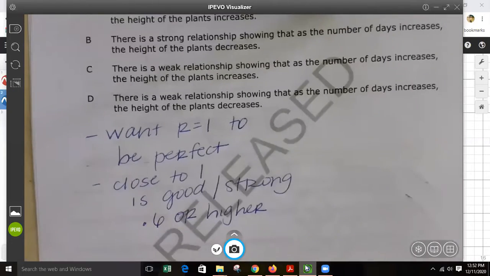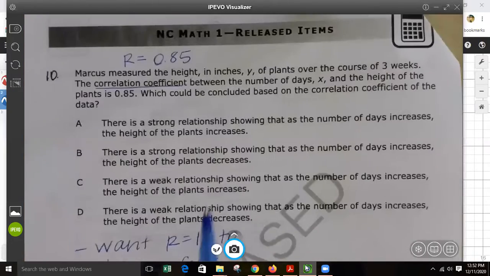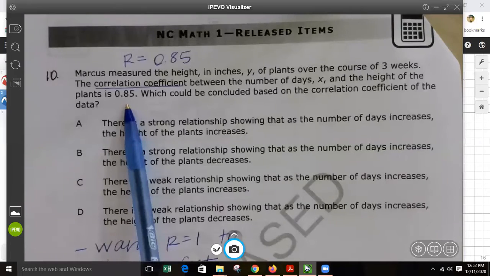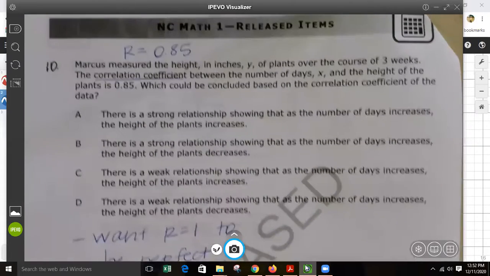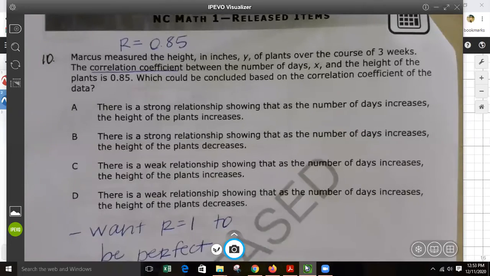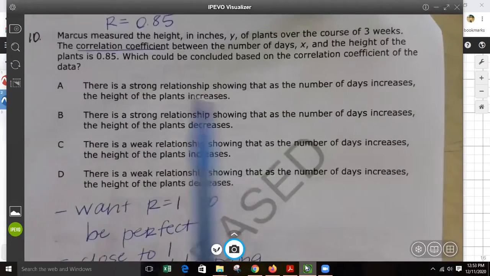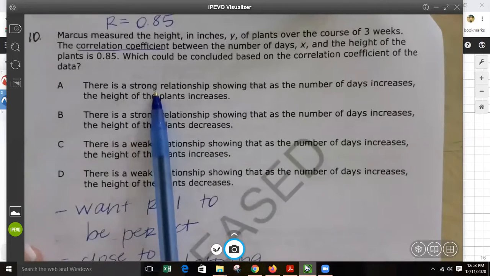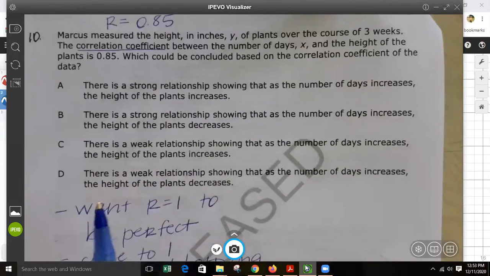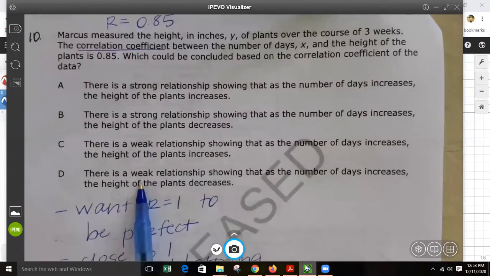Think about your grades. If you got an 85 on a test, is that a good thing or a bad thing? It's pretty good, right? 85 is pretty good on a test or on a final exam. 85 is really good, right? All right, so which can be concluded based on the correlation coefficient of the data. There is a strong relationship or a weak relationship. We'll start with the beginning. Is it strong or is it weak? 85. Is that a strong grade or a weak grade? It's strong, so we can mark out C and D, and then we'll figure out the other two.